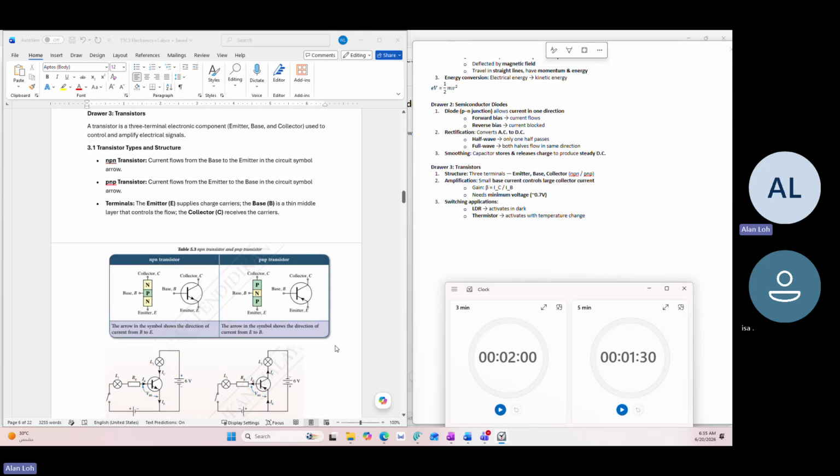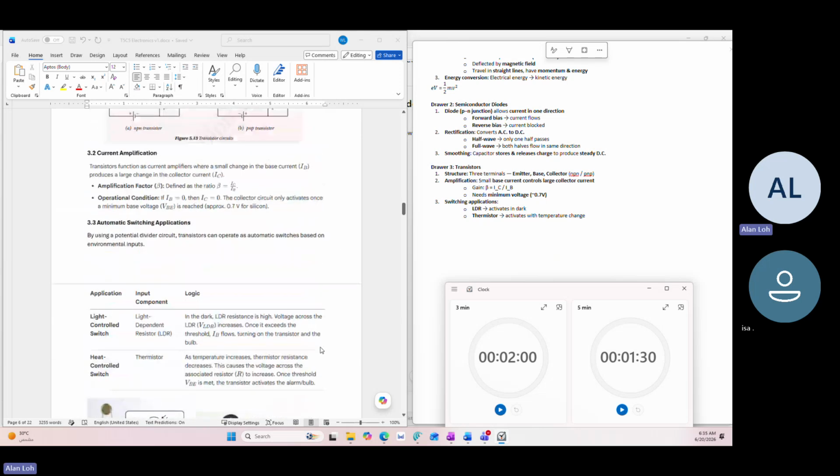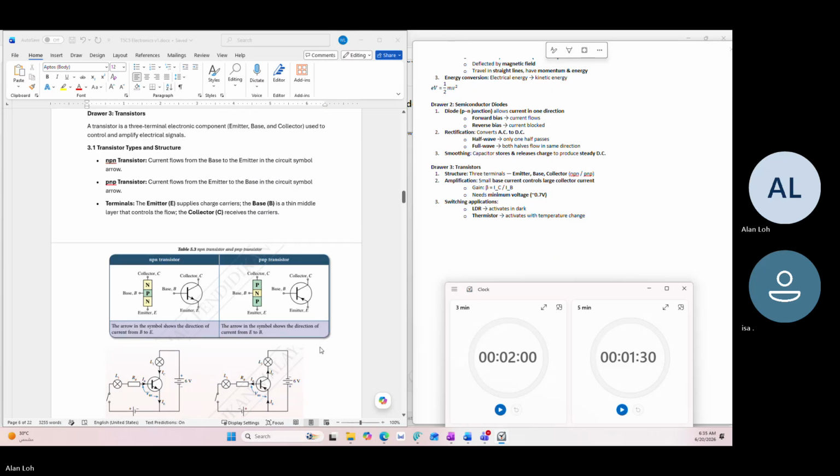Now we are going into drawer 3. Let me see how long this is. Okay, so we will also give you 2 minutes for 3.1. Let's start now.